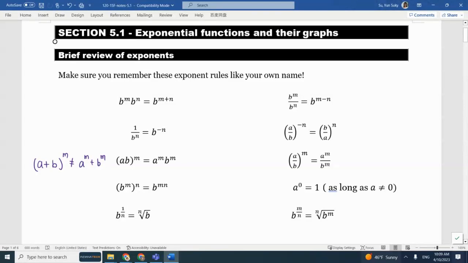And then b to the m to the n equals b to the m times n. We multiply the exponents. A to the 0 equals 1. Actually, 0 to the 0 is defined to be 1. So a could be 0, it could be not 0. Anything to the 0 is 1. B to the 1 over n is the nth root of b. And b to the m over n is b raised to the power of m, and then take the nth root.